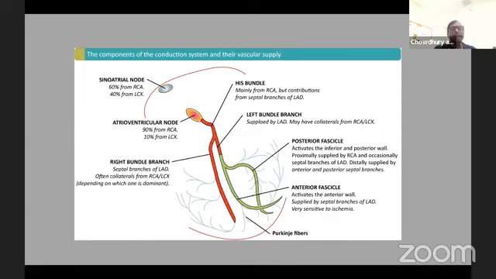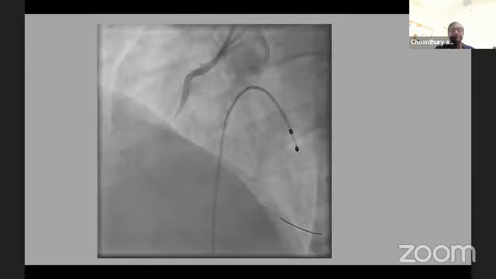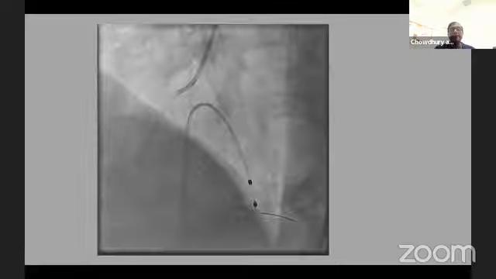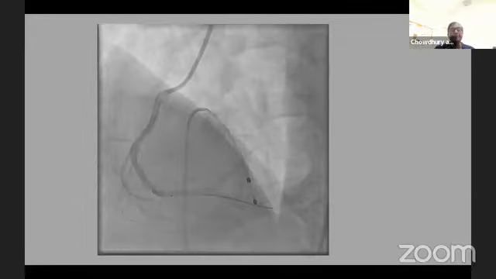Everyone, particularly interventionists, should remember the conduction system blood supply, because the SA node is much more protected than the AV node. The AV node gets 90% of its supply from the RCA. And also remember the extensive conduction system is the left bundle with the proximal LAD. So in this case, we took care of the RCA first, and then we did this.